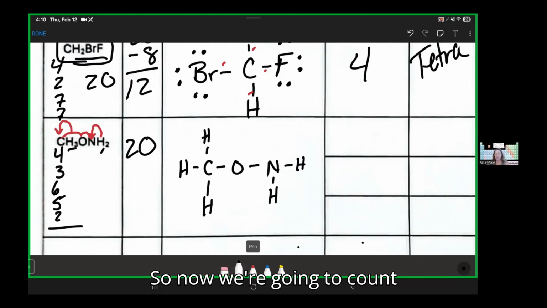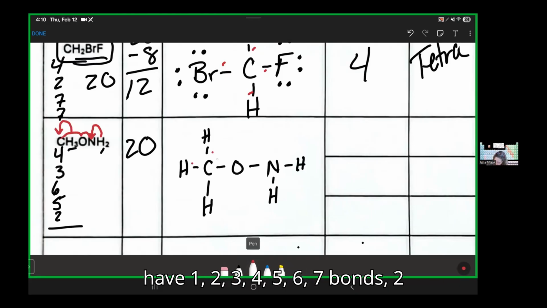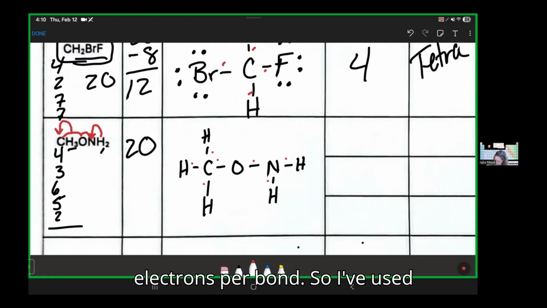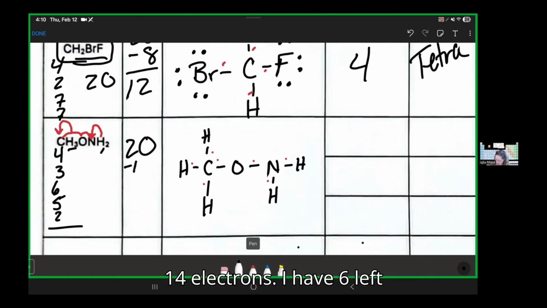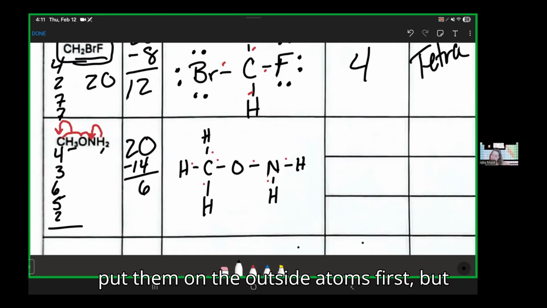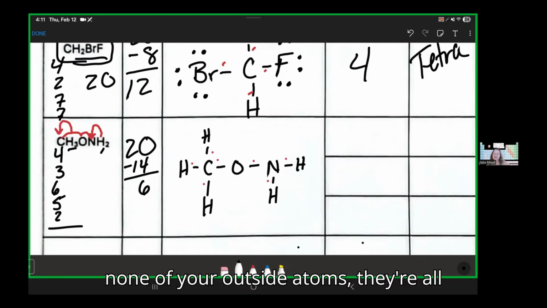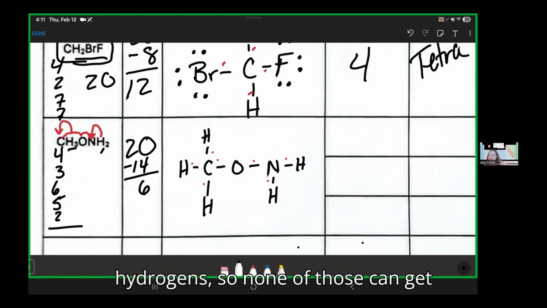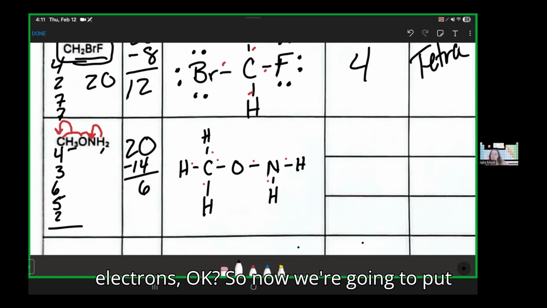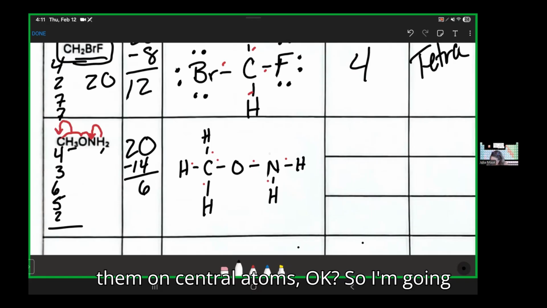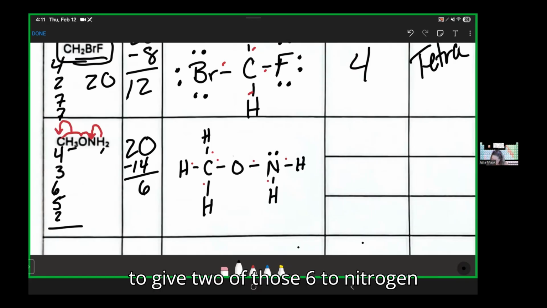So now we're going to count the electrons used in bonds. I have 1, 2, 3, 4, 5, 6, 7 bonds, 2 electrons per bond, so I've used 14 electrons. I have 6 left for lone pairs. We put them on the outside atoms first, but all of your outside atoms are hydrogens, so none of those can get electrons. So now we're going to put them on central atoms. I'm going to give 2 of those 6 to nitrogen and 4 of them to oxygen.